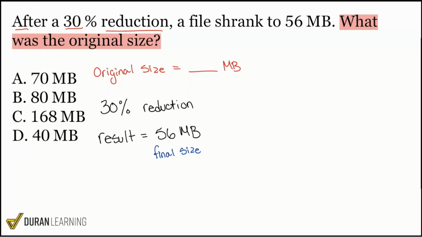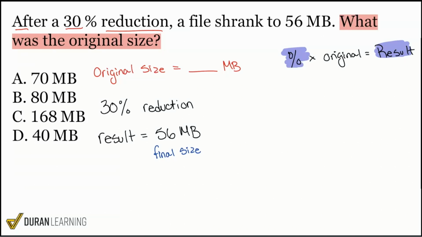Yeah, it is. It says again, after the reduction, it shrank to 56 megabytes. So right there, this file is 56 megabytes. That's the final size. Why do I keep repeating these details? Well, let's write our formula out. The percent times the original equals the result. Let me show you why this is so important, knowing that the percent and the result represent the same thing.